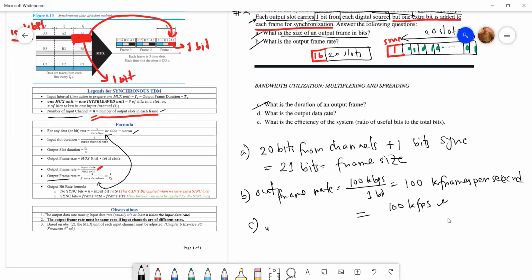So the output frame duration is basically the inverse, 1 divided by the out frame rate. So basically 1 divided by 100 kfps. That is going to be, I think, 10 microseconds.